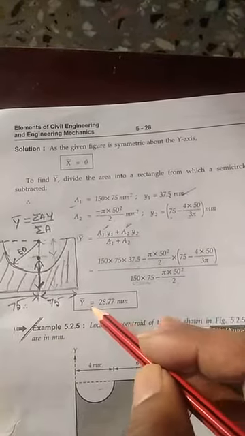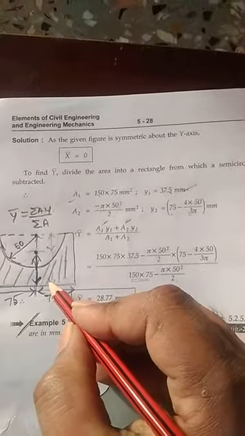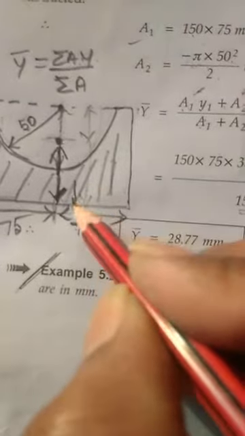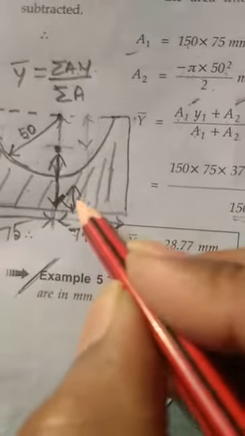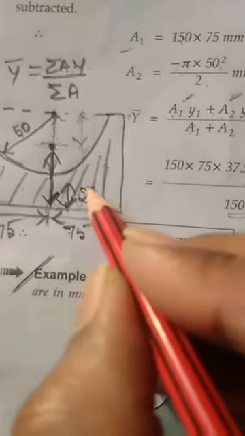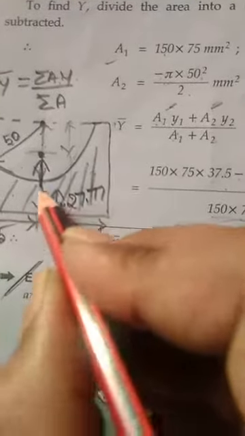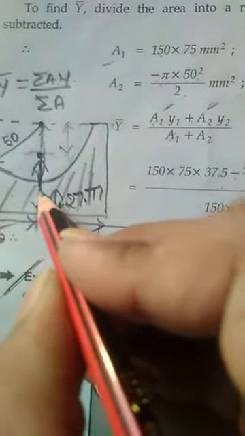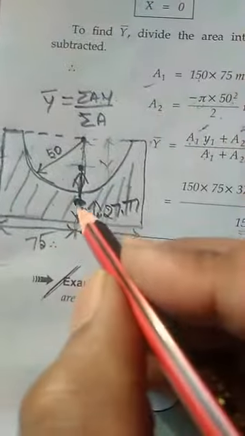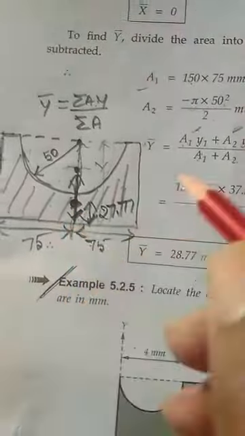So finally the y bar is 27.77. So from here, exactly on this line, the centroid will come. The centroid of the total hatched portion area is at 27.77. So this is the y bar.